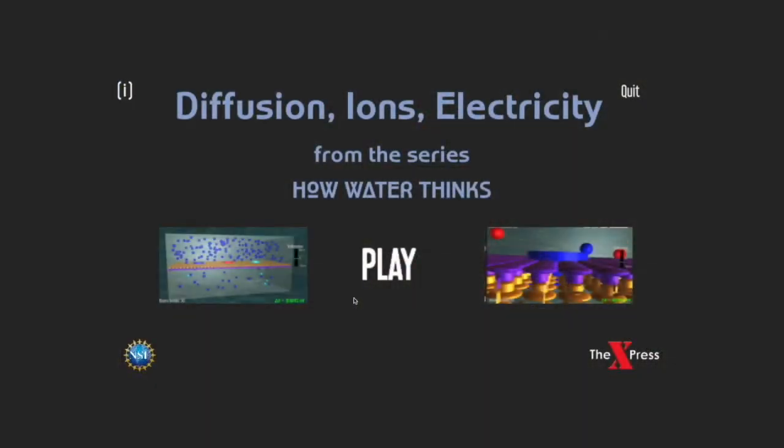Here we have the software for the How Water Thinks learning game. It's not really the whole game, it's a piece of it that discusses diffusion and electricity. This software is designed to teach students, in this case upper level college students, how the physics and biology works in order to generate nerve impulses. This work was sponsored by the National Science Foundation, as you can see by the little logo down here in the corner.